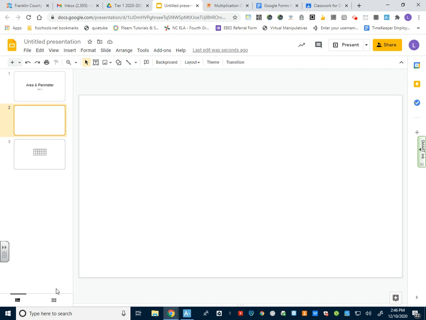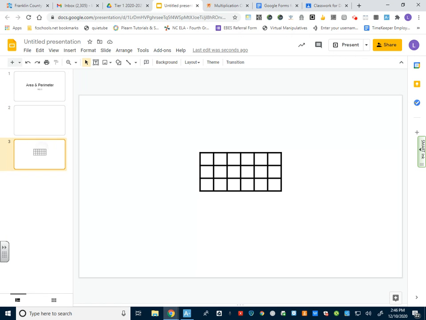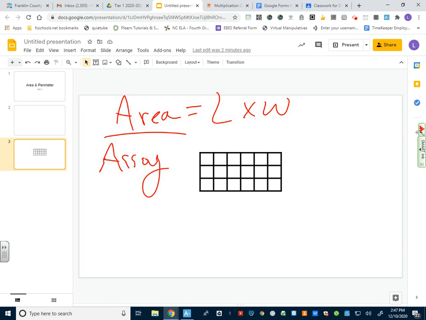The first thing I want to talk about is area. Remember, area is length times width. Now, you might be asking, why is area length times width? Well, the words area and array have similar meanings. They go hand in hand. When you're finding the area of a rectangle, you're really just counting the blocks on the inside.